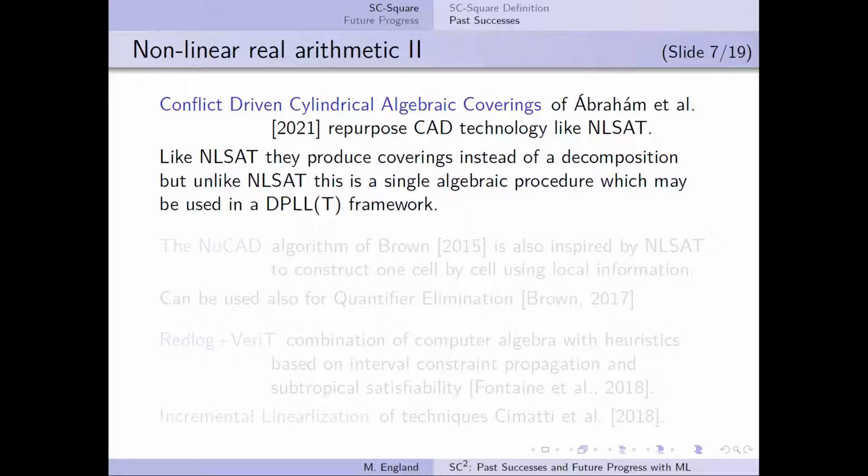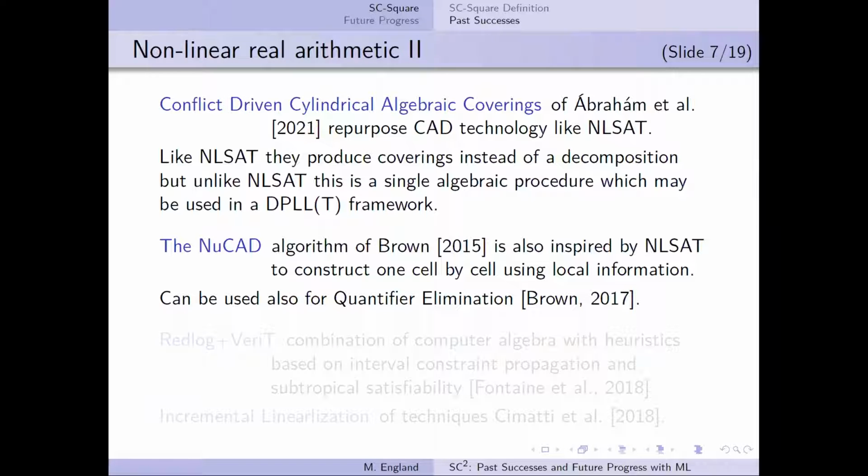So more recently, there's been, post the EU projects, a number of developments along this topic. So one that I've been involved in is the conflict-driven cylindrical algebraic coverings algorithm, joint with Aachen and Bath, which again repurposes CAD technology, a bit like NLSAT. Like NLSAT, it doesn't produce decompositions, it instead produces coverings sufficient for guiding a search for satisfiability. But unlike NLSAT, it's a single algebraic procedure that can be used as a module in the DPLL(T) framework.